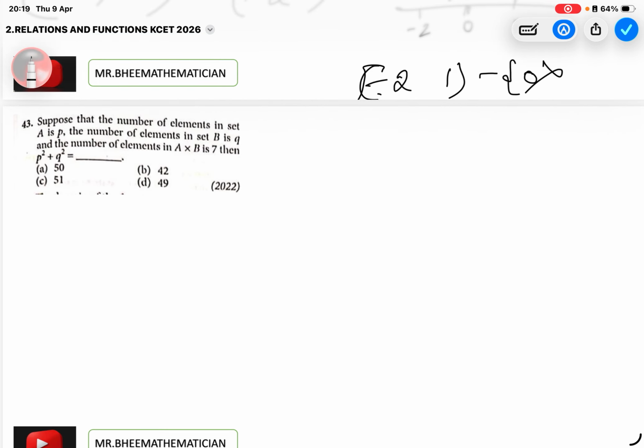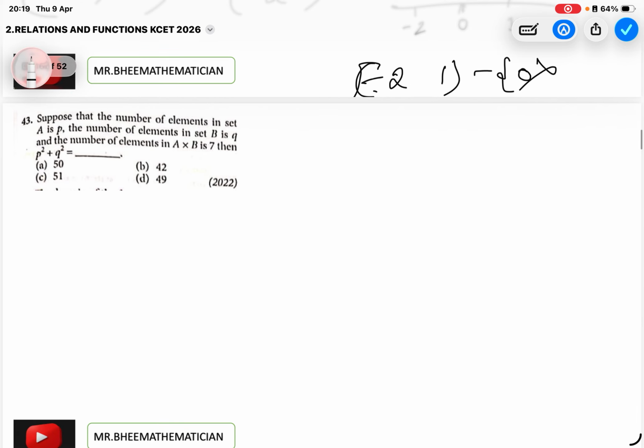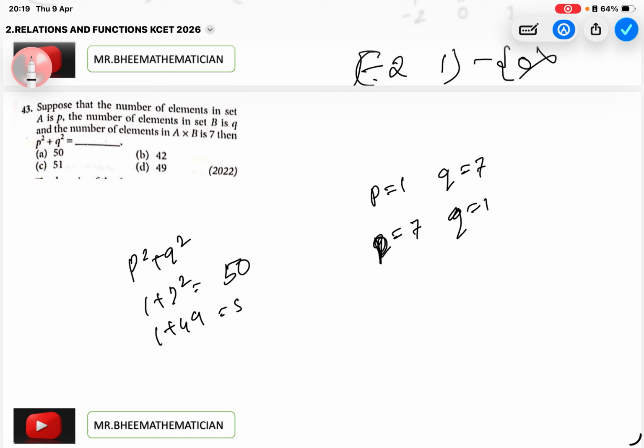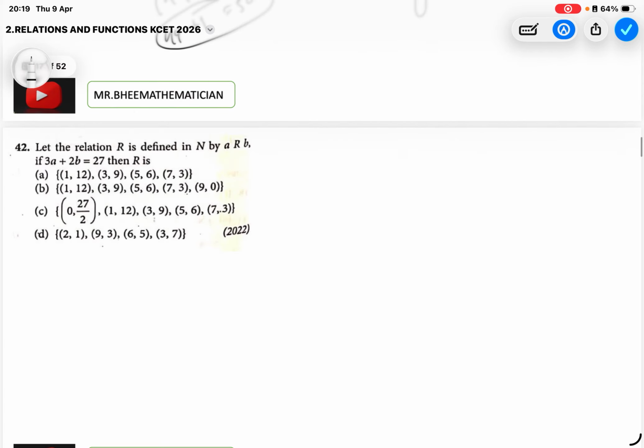You can do it. The number of elements in set A is P, the number of elements in set B is Q, and the number of elements in A cross B is 7. Then P square plus Q square. If A cross B contains 7 elements, either P is 1, Q is 7, or P is 7, Q is 1. It means P square plus Q square is 1 square plus 7 square, which is 50. 1 plus 49 is 50, and 49 plus 1, both are 50. So very easy. I hope this is the answer.